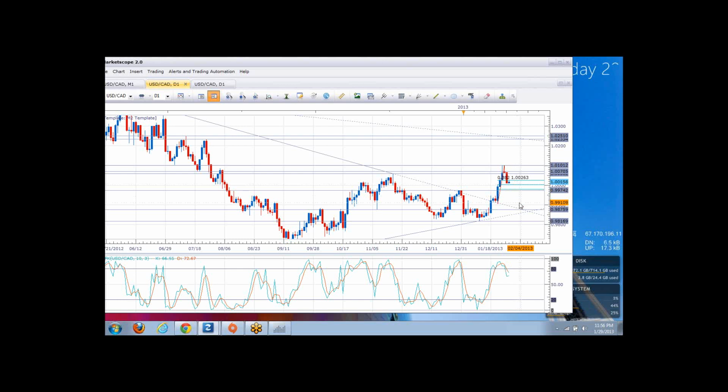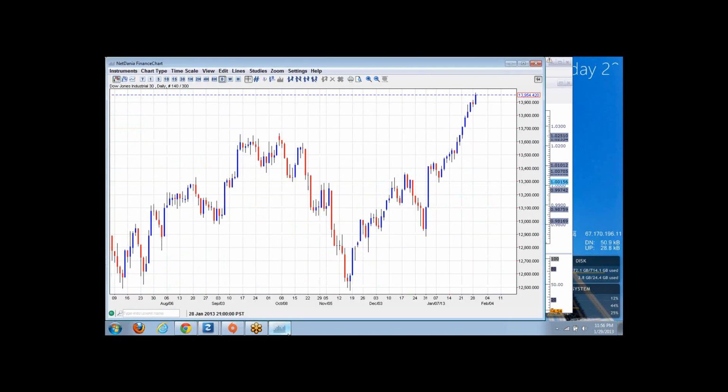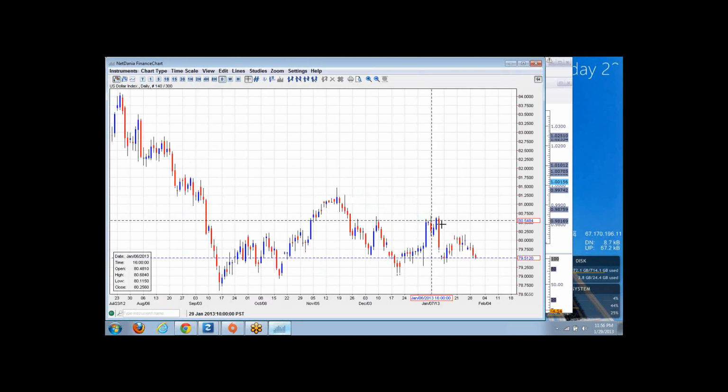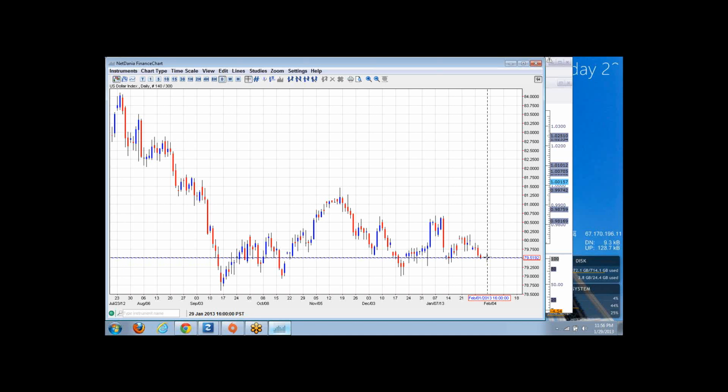So what's your viewpoint with the dollar index? Oh, you're right. Dollar index is to the downside. Yeah, so the viewpoint is that it's going to continue to the downside at least to the 79.3477 level. Mm-hmm. Yeah, because it breached the uptrend.